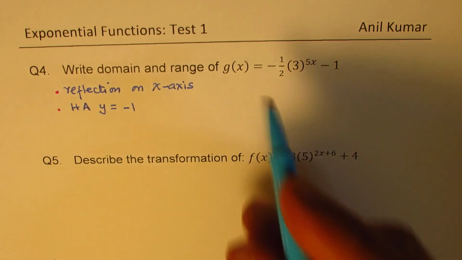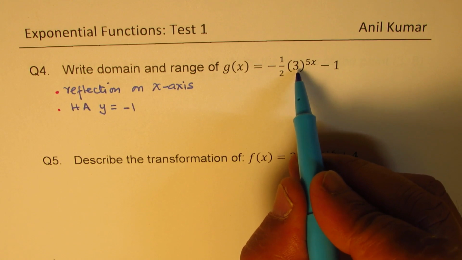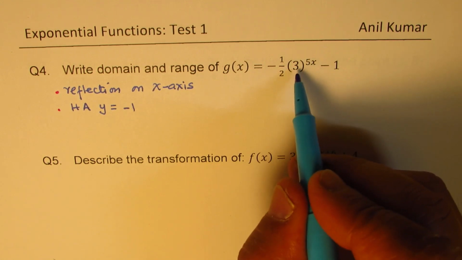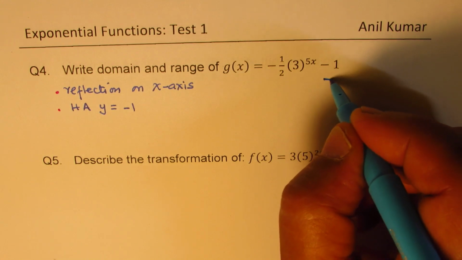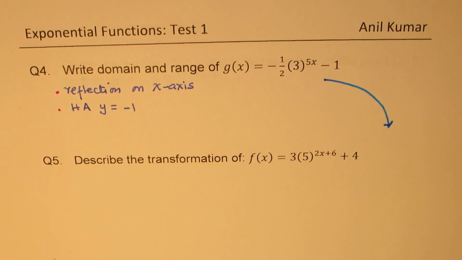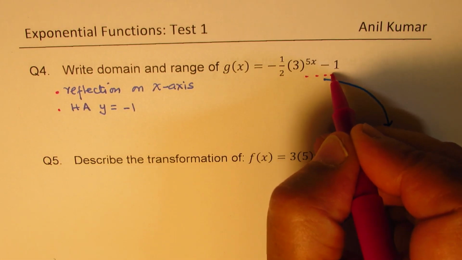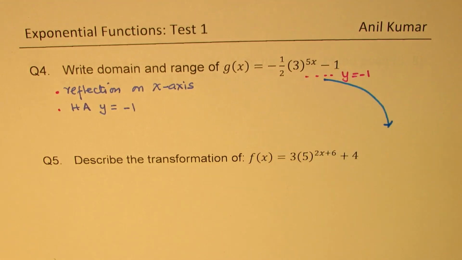If you want to sketch this function, since this is a positive, more than 1, 3, right? What we get here is a function which will be kind of going like this, where we have a horizontal asymptote which is y equals minus 1. Is that clear to you, right?